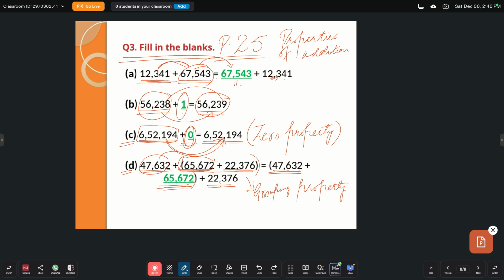So what you will do is that you will write down this checkpoint in your notebook. You have to write question number 2 in your notebook. You will keep question number 1 and 3 in your books.